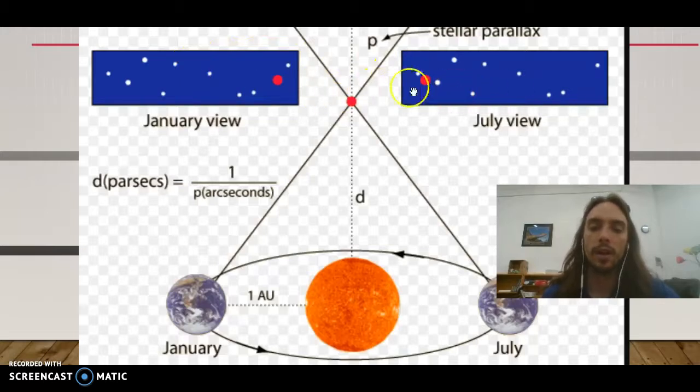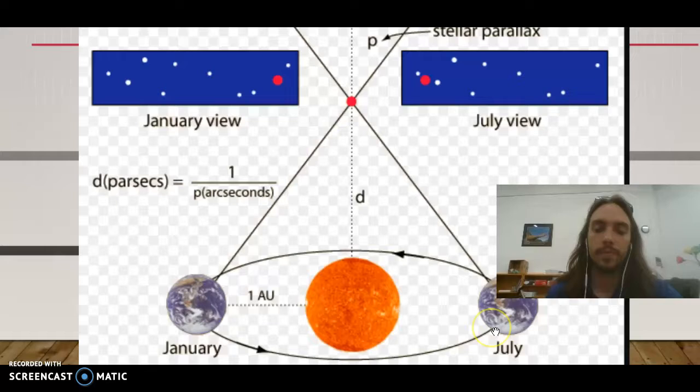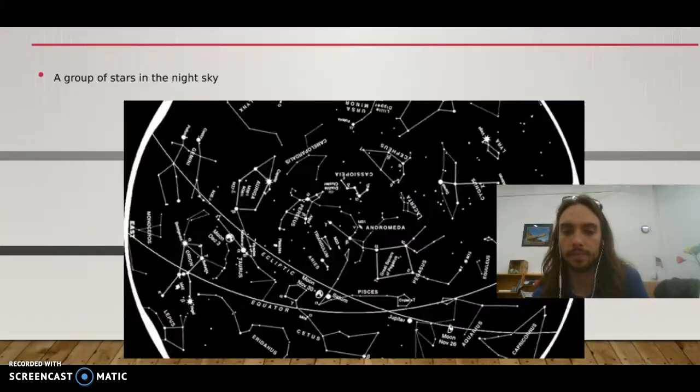And so that's what we're going to think about with parallax, is the distance between the Earth and the observable universe, and how that changes with its revolution around the sun. So, that's why you get different seasons and different constellations in different seasons, is because of parallax.